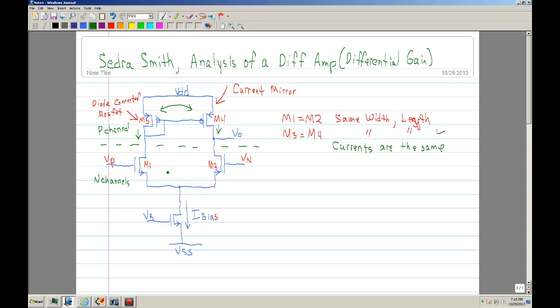And then the inputs are your N channels. I went ahead and labeled this as positive, and this is Vn, the negative. A question that you may ask is, how do you know which is the input and which is the output? What you do is you can start at whatever node. Let's say we start here, and we'll assume that we start with a positive. Since it's a common source, if you put a positive here, you're going to get a negative here.